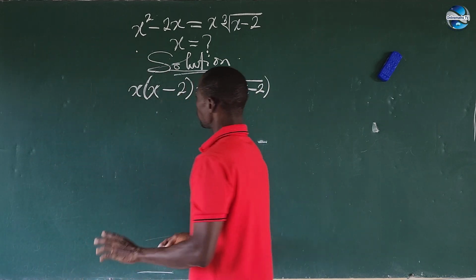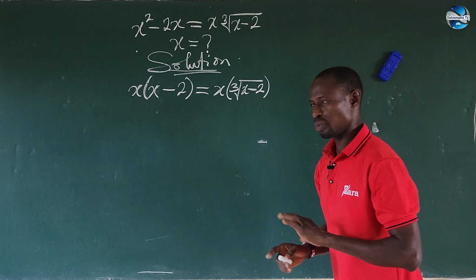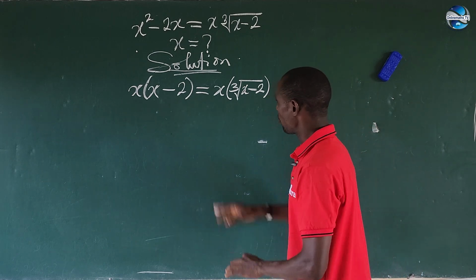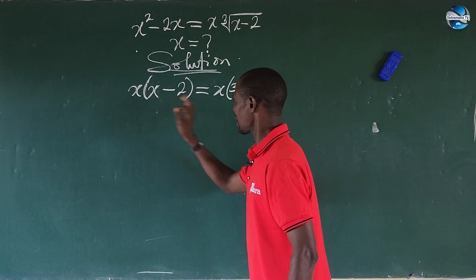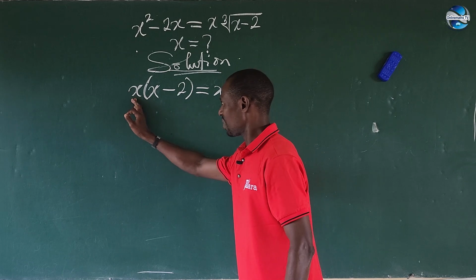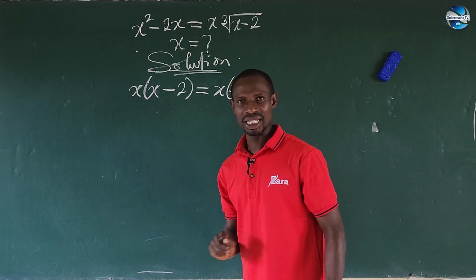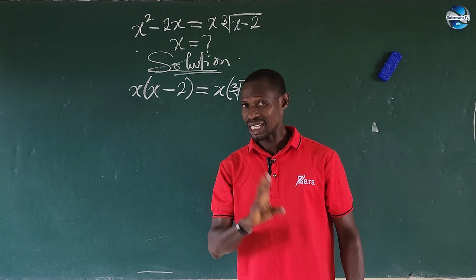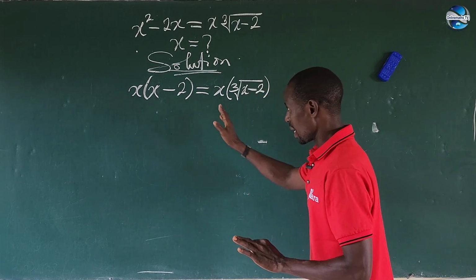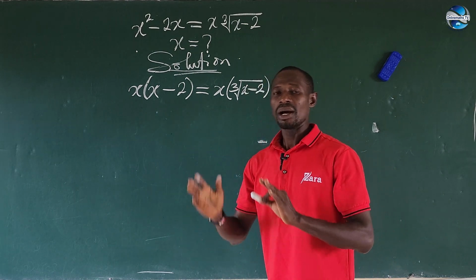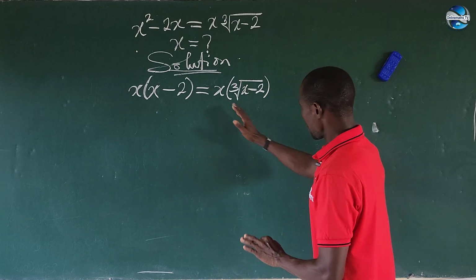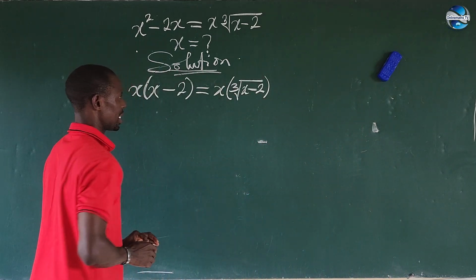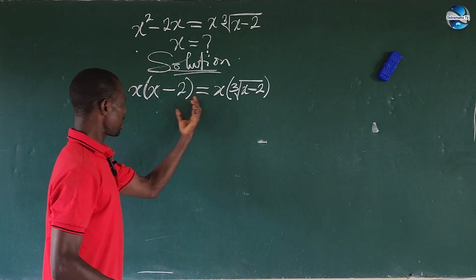All right. Now, with what we have here now, never make the mistake of canceling this x out. You can divide through by x, so this will leave the system. But if you do that, you will miss one of the roots, which is 0. So for us not to miss the root 0, then we have to leave this x here. So move this to this side of the equation.